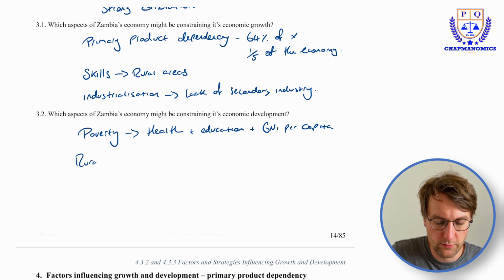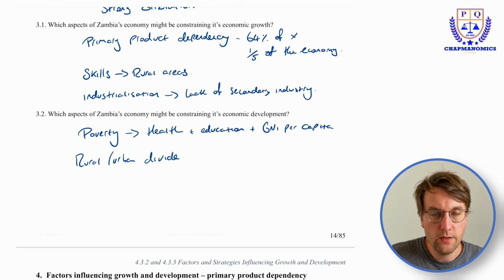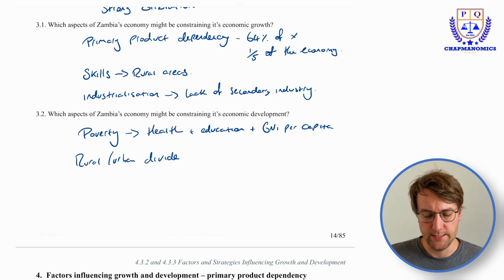You've also got the rural-urban divide. That is going to cause some problems here. So again, with things like healthcare, with things like GNI per capita. GNI per capita is likely to be higher in urban areas than it is in rural areas. And therefore, as a result, you're likely to see differences in HDI between rural and urban areas.